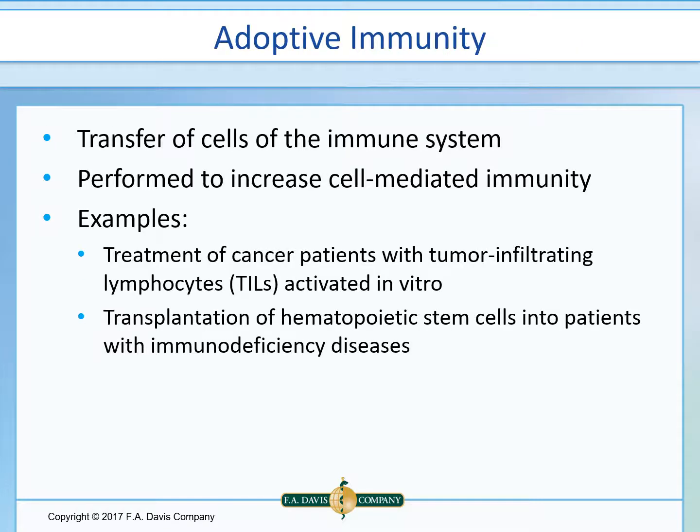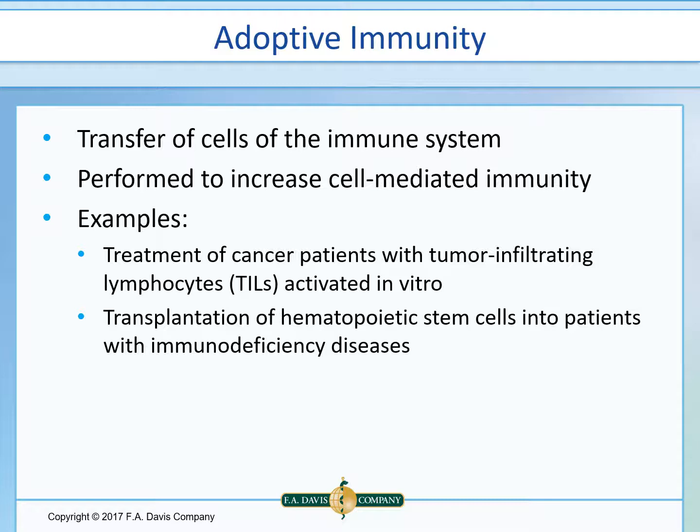The last type of immunity we'll discuss in regards to vaccinations and immunization is adoptive immunity. In contrast to passive immunity that's aimed at providing the humoral component of the immune response, adoptive immunity, or adoptive immunotherapy, involves transferring the actual cells of the immune system to increase the cell-mediated immune response of the recipient. Human studies involving adoptive cell transfer have led to the development of exciting immunotherapies for cancer patients and transplant recipients.